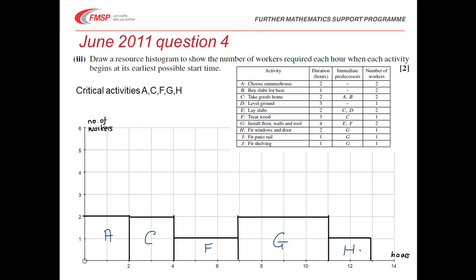Now the other activities we can do right at the beginning are B and D. So B lasts for 1 hour and has 2 workers, and D is 3 hours with 1 worker. So I'm actually going to put D along first. It doesn't matter which you do, but I'm going to put in D here, and then B.